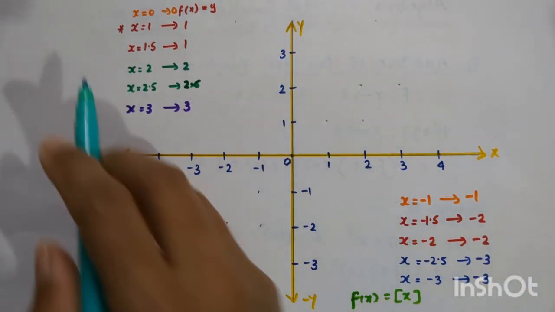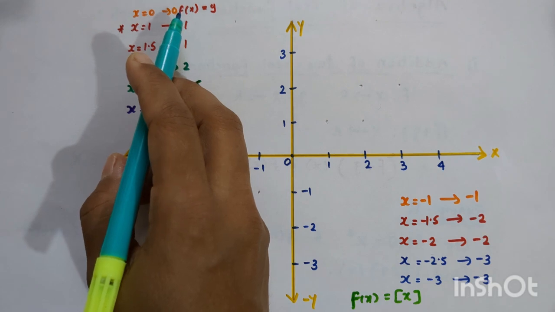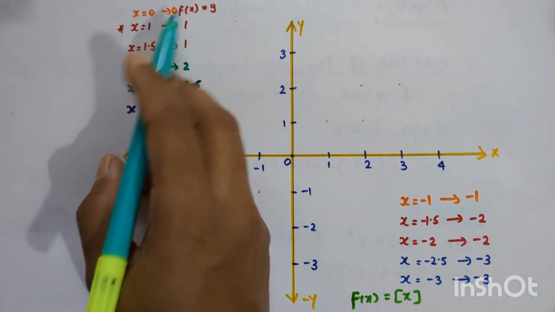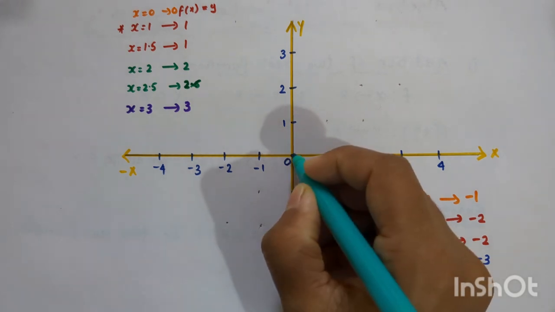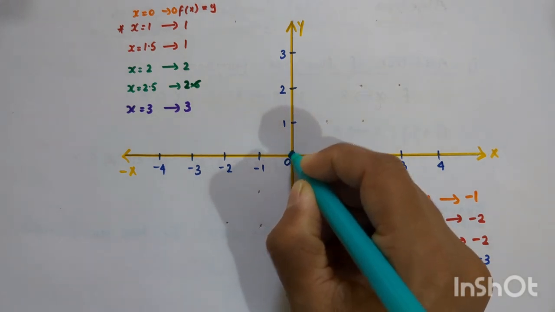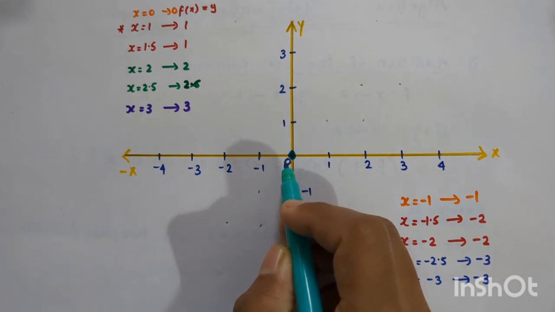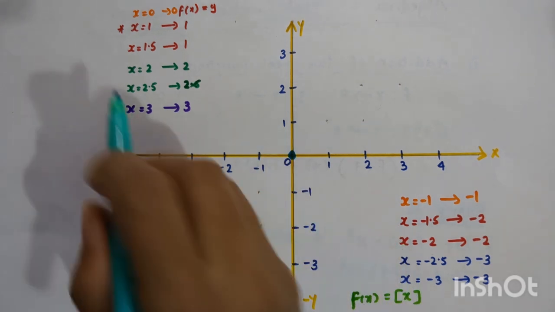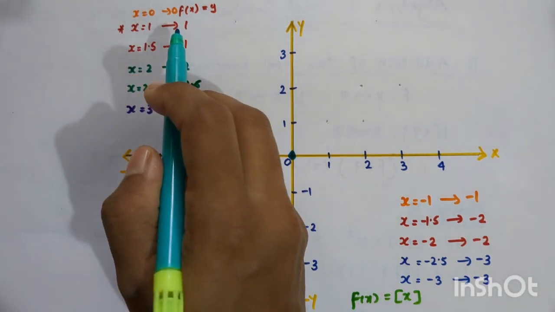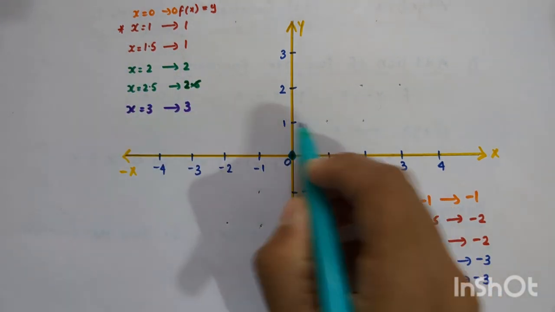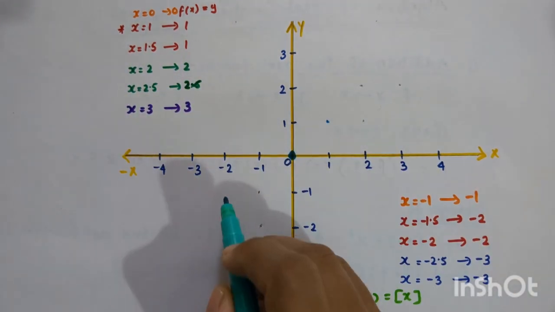Okay, so we have seen that when x is equal to 0, the f of x, which is the greatest integer function, can also be taken as y, no? So y is equal to 0. F of x is equal to 0 means y is equal to 0. So we will get a point here, 0. When x is equal to 0, y is equal to 0 means origin. Okay, now when x is equal to 1, y value is 1. So we will get a point here.